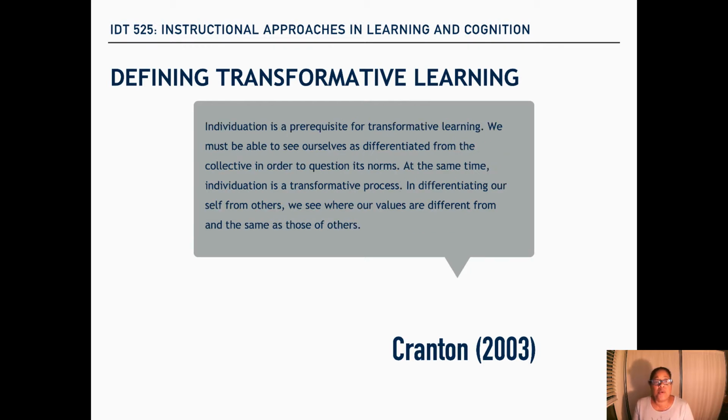Here's a quote from Cranton that focuses on recognizing the importance of individuation in the theory. And so really coming out front and just stating that it's a prerequisite of transformative learning, right? Which we understand, if you've already read the chapter, that transformative learning is a learner-centered approach. So take a look at this as well.